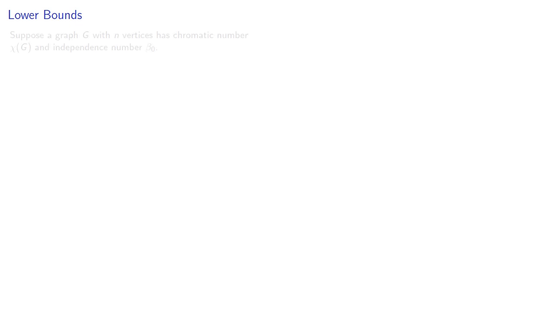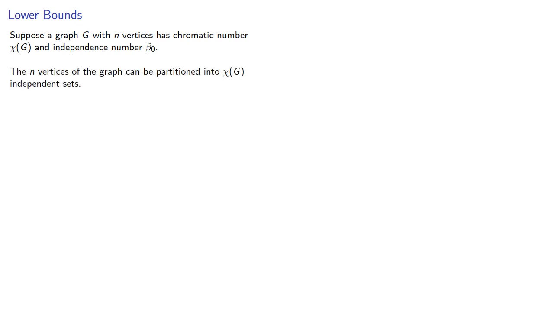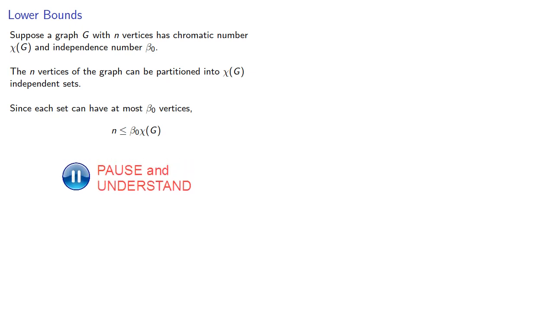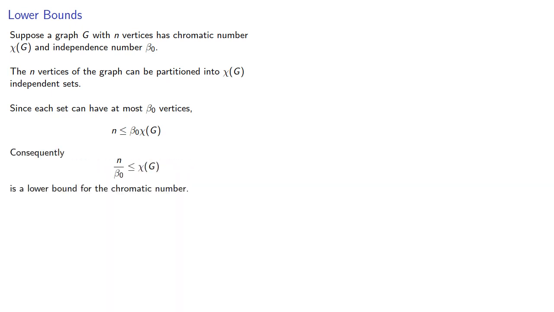Suppose a graph with n vertices has chromatic number χ(G) and independence number β0. The n vertices of the graph can be partitioned into χ(G) independent sets, and since each set can have at most β0 vertices, then the number of vertices must be less than or equal to the product of the independence number and the chromatic number. And consequently, we have a lower bound for the chromatic number.